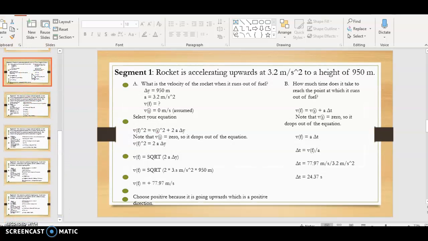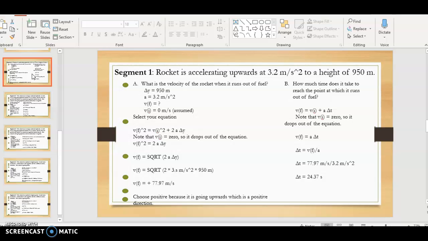Okay, so let's look at segment 1. The rocket is accelerating upwards at 3.2 meters per second squared to a height of 950 meters. So in segment 1, it asks you, what is the velocity of the rocket when it runs out of fuel? So we are given in the problem delta y, or the height, is 950 meters.